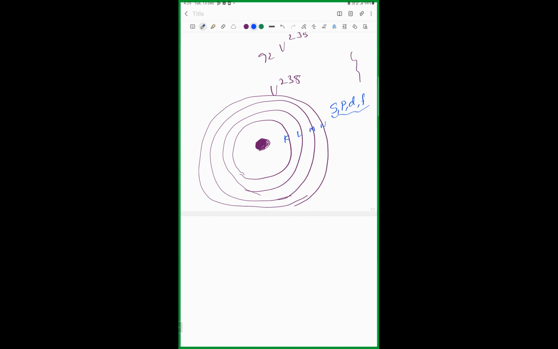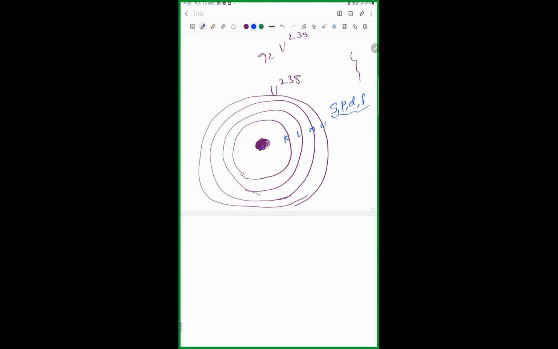Are you following me? It's a nucleus. Around the nucleus you have the circular orbit. In the orbit you have the orbitals. So orbitals are where the electrons are present. They call them s orbital, p orbital, d orbital, and f orbital. It's nothing but sharp, principal, diffuse, and fundamental. That is the meaning of this.